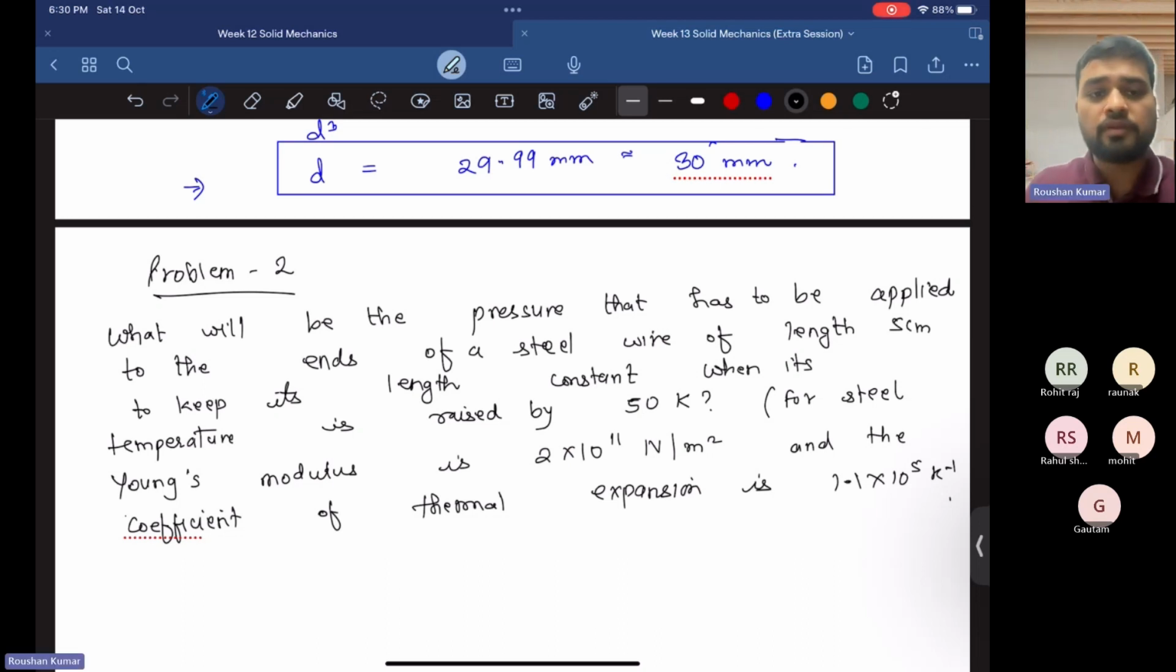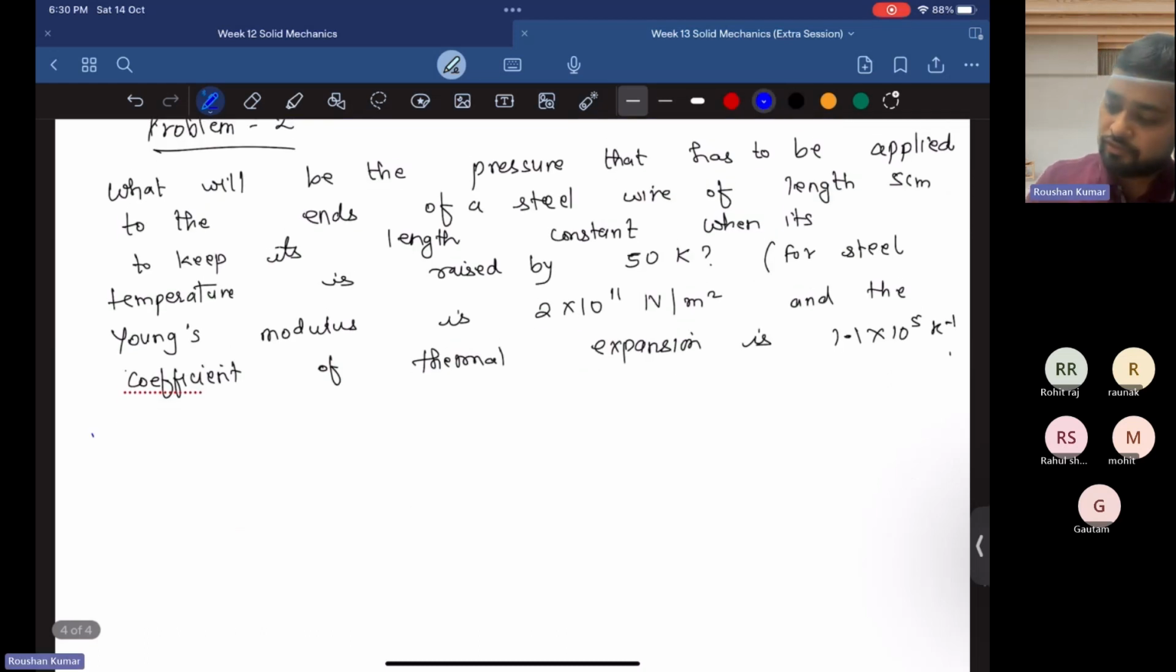I'm repeating the question. What will be the pressure that has to be applied to the ends of a steel wire of length 5 centimeter to keep its length constant when its temperature is raised by 50 Kelvin? So the ends of the steel wire of length 5 centimeter are fixed, we have to keep the length constant, and we have to find what will be the pressure rise in the steel wire when the temperature is raised by 50 Kelvin. So let's solve this question.